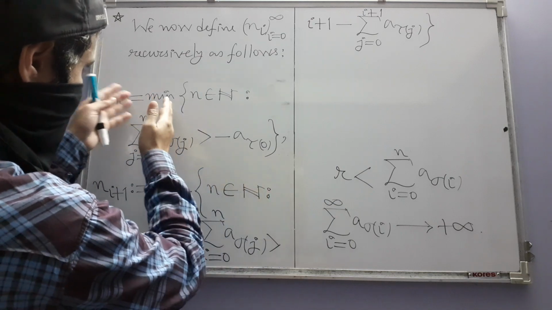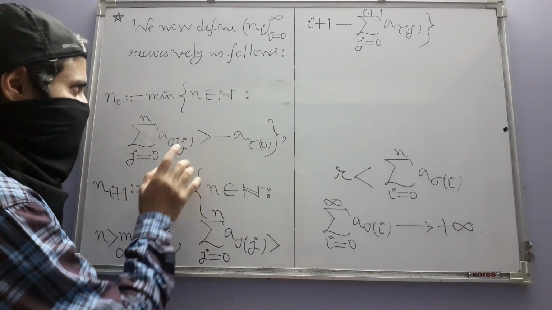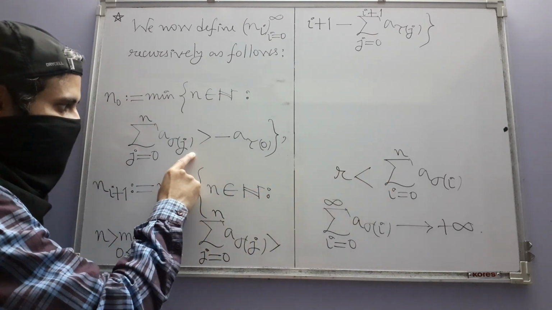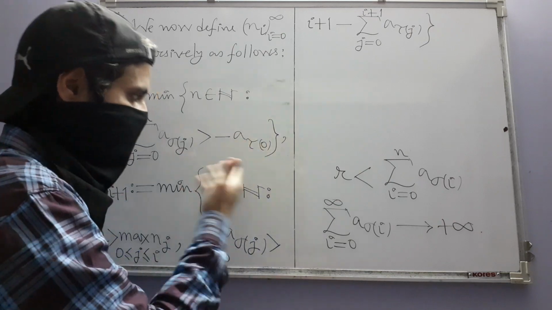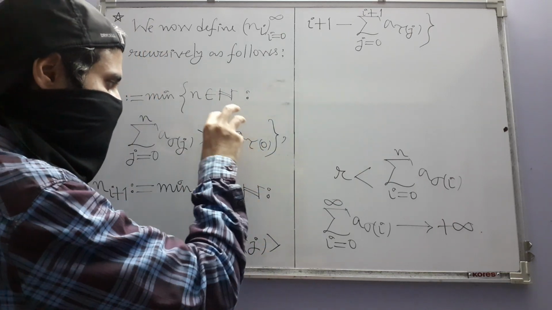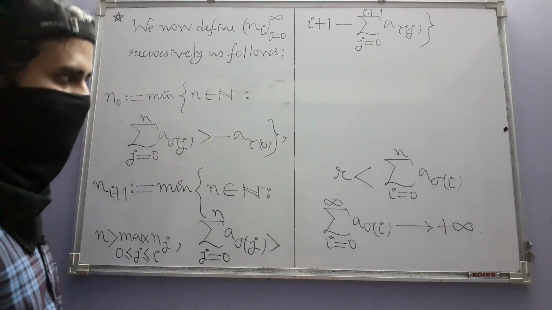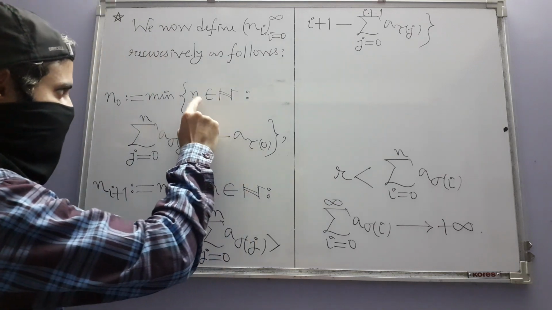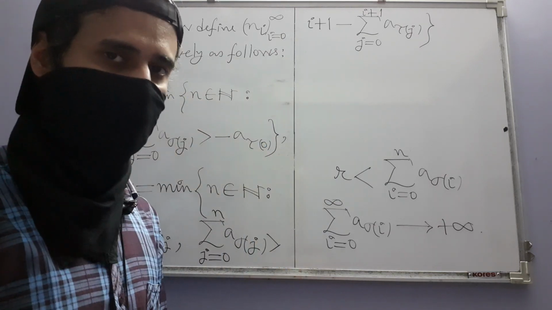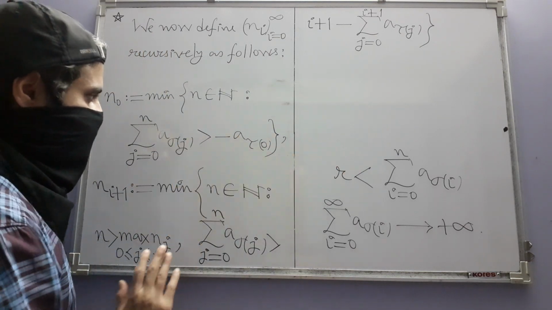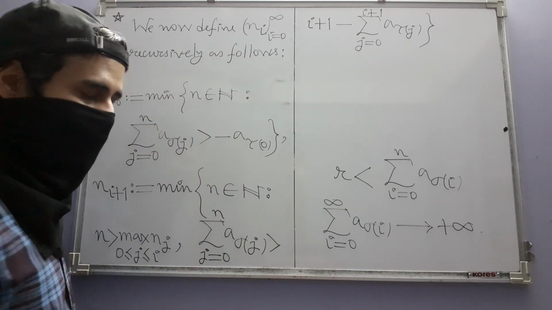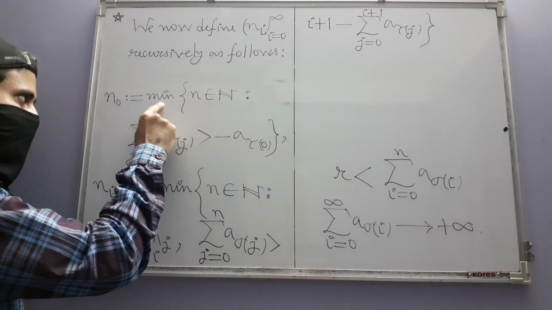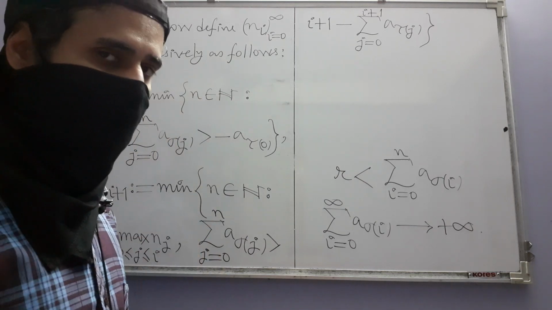Now you look at this set. Forget about minimum for a moment, just look at the set. This set consists of all the natural numbers such that the corresponding partial sums, just like this one, exceed this real number. After all, this minus A tau 0, whatever it may be, is a real number, right? Now we know that because of this divergence, there is at least one such partial sum, and correspondingly at least one such n for which this will happen. There may be many such n's, but since there is at least one, this set is a non-empty subset of N. So by the well-ordering principle, it will have a minimum, and that minimum has been defined to be n naught. So n naught exists and is unique.